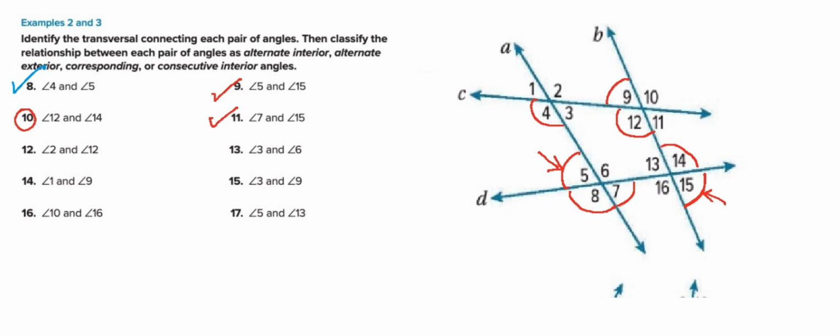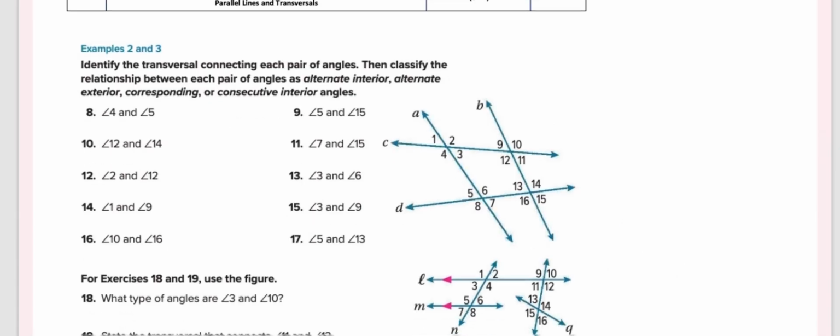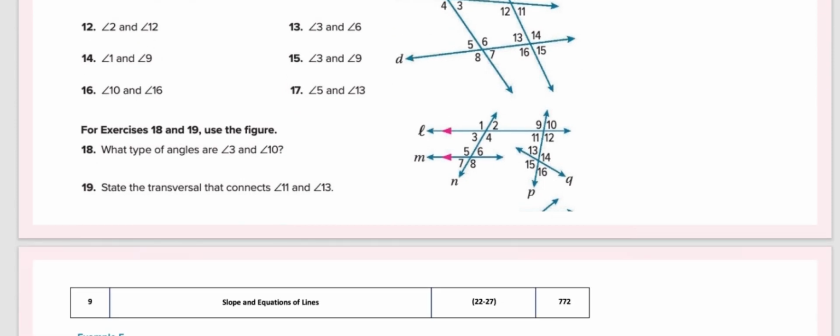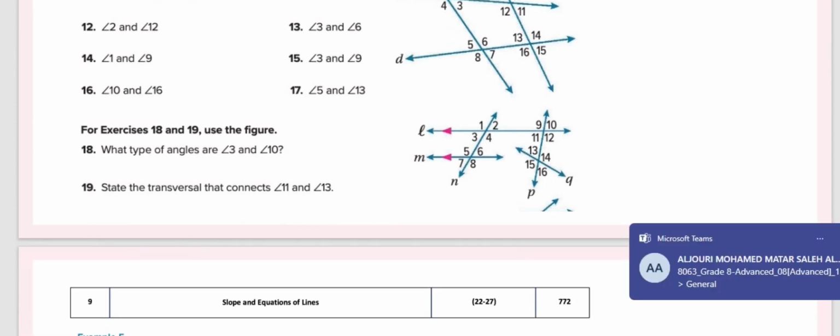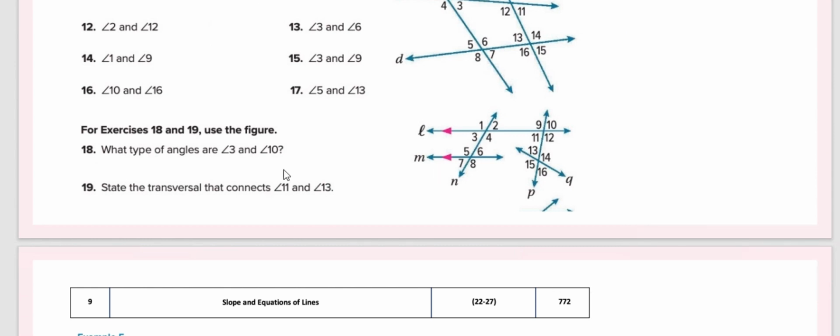I'm moving to the next question. All these questions you can do. This is still a multiple choice question. What type of angles are 3 and 10? You can see 3 and 10 are alternate exterior angles, both are outside. State the transversal that connects 11 and 13. Which line is connecting 11 and 13? The P line is connecting 11 and 13.